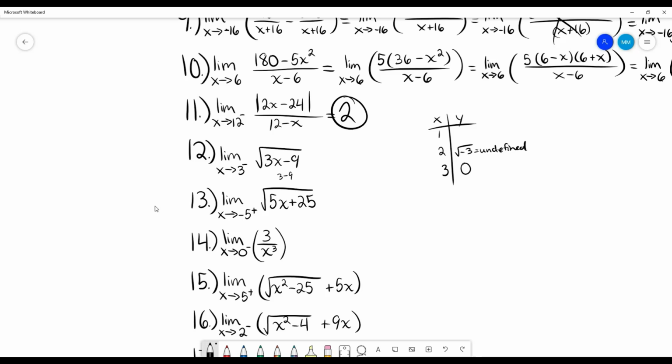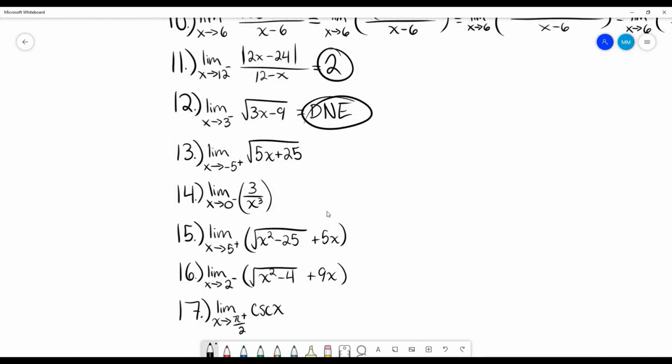That's going to be 3 minus 9. Square root of negative 6, that's also undefined. And what we've realized is that anything less than 3 is outside of our domain for this radical, which means that it's always going to be undefined, which means that the limit from the left does not exist. It is undefined.